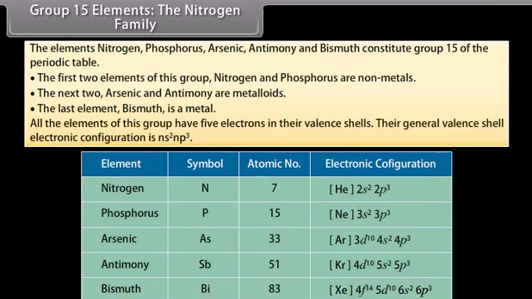All the elements of this group have 5 electrons in their valence shell. Their general valence shell electronic configuration is ns2np3.